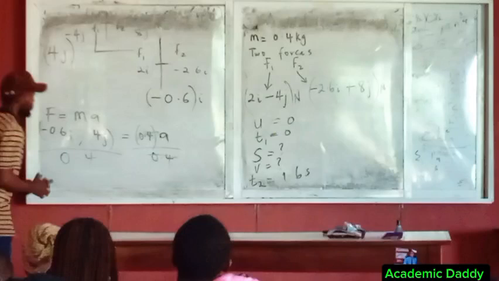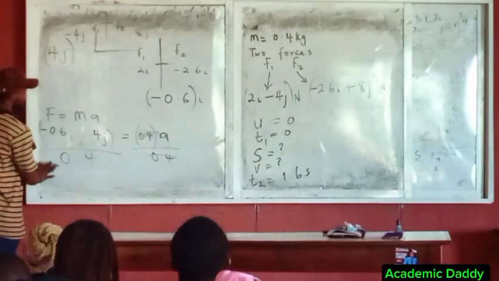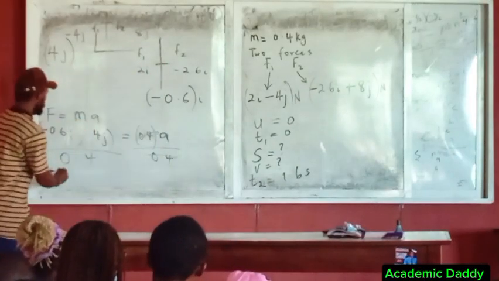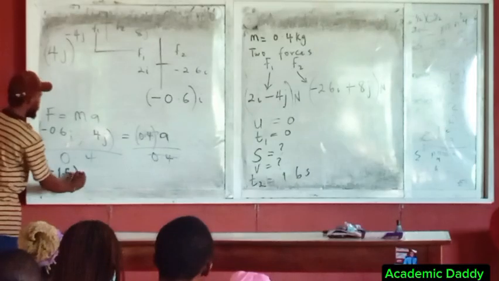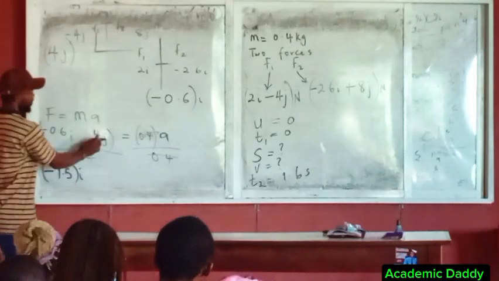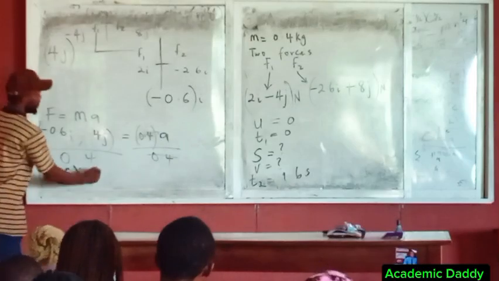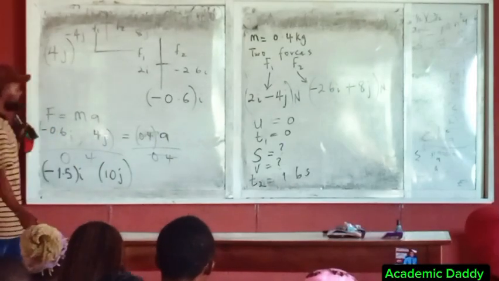Minus 0 what? Minus... punch, use your calculator. Minus 1.5, should be? And it's going to be in I. Do you remember? Then 4 divided by 0.4. 10. Okay, 10J. 10J.